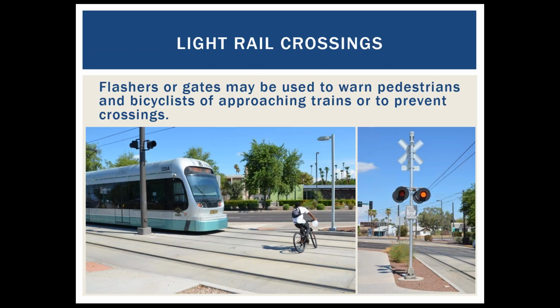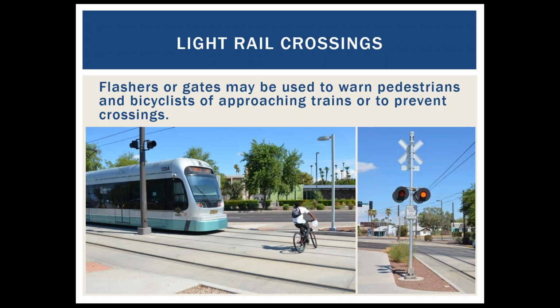Your main device sometimes for controlling pedestrian or bicycle crossings when they're by themselves and not in an intersection are flashers, and those flashers can have gates that are used to warn pedestrians and bicyclists of approaching trains. If you don't have the gates and just flashers, as you can see in this photo, bicyclists, pedestrians will sometimes cross and put themselves at risk.